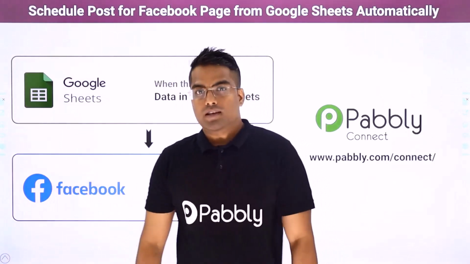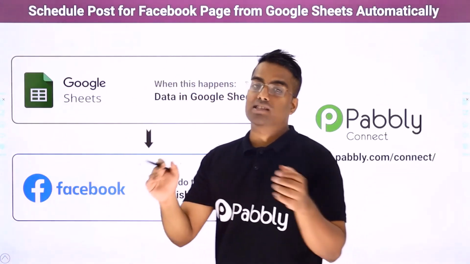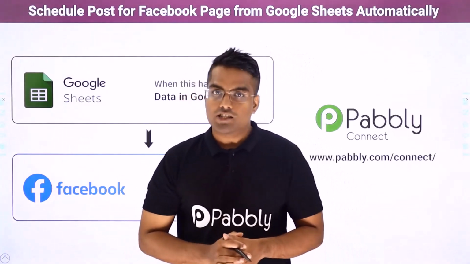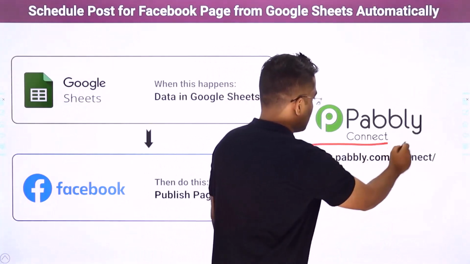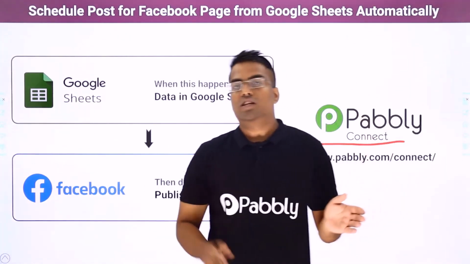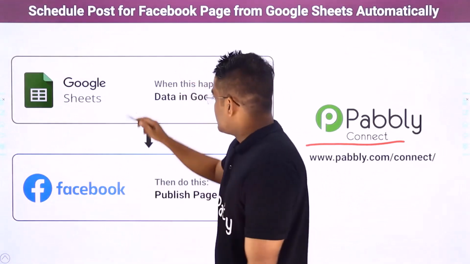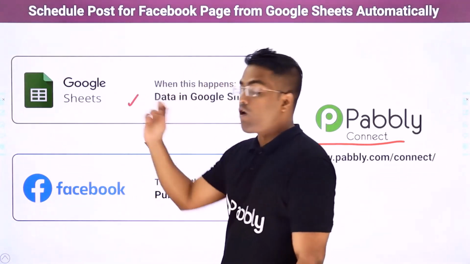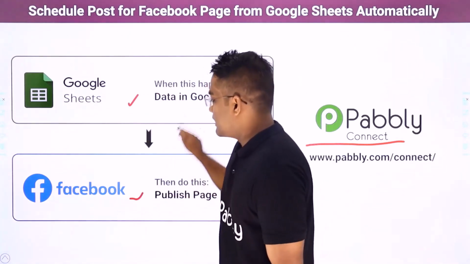Now the problem here is, there is no active connection between Google Sheets and Facebook. So in cases like these, we have to bring an integration and automation software called Pabbly Connect that will integrate Google Sheets as well as Facebook. What Pabbly Connect will do is, if there is data in Google Sheet, it will automatically publish this post on your Facebook page according to the scheduled date.